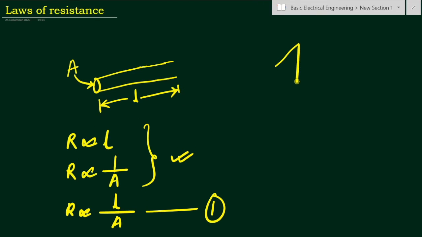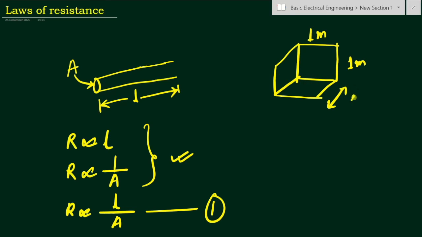Now let us assume we have one cube block. This conductor can be anything. Suppose this is a cube block, where this side is 1 meter long, this side is again 1 meter long, and this thickness is 1 meter. Suppose this is a cube that has 1 meter of length, 1 meter of width, and 1 meter of thickness. Now if current flows through this, suppose the current flows from left to right.